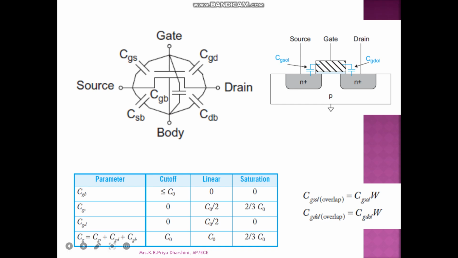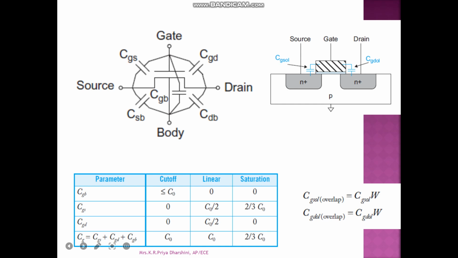The capacitor which is formed between the source and body is called CSB. The capacitor which is formed between the body and drain is called CDB. The capacitor which is formed between gate and drain is called CGD, and the capacitor which is formed between source and gate is called CGS, and the capacitance which is formed between the gate and body is called CGB.